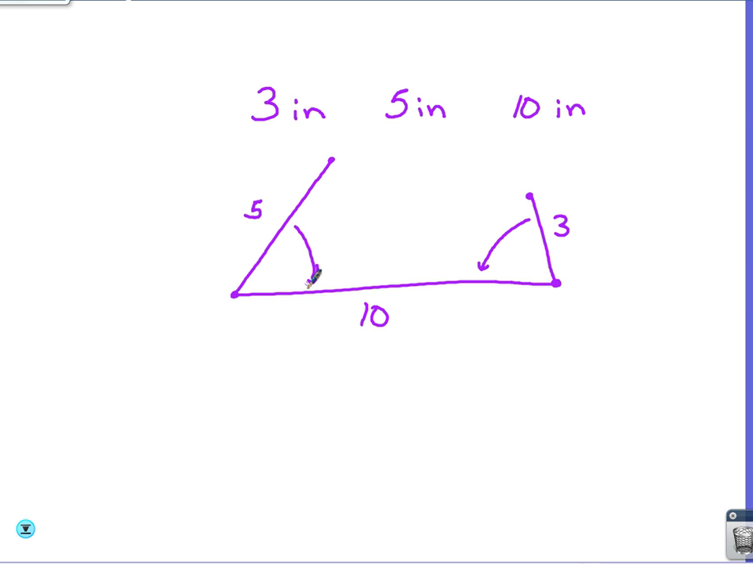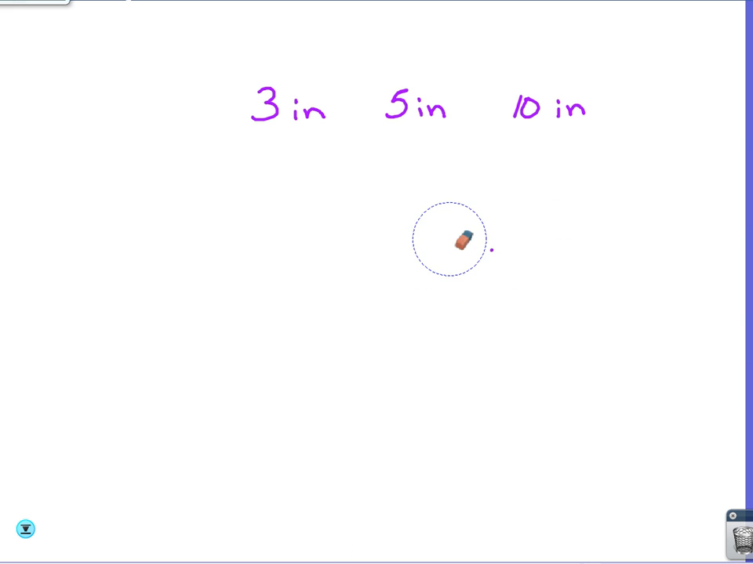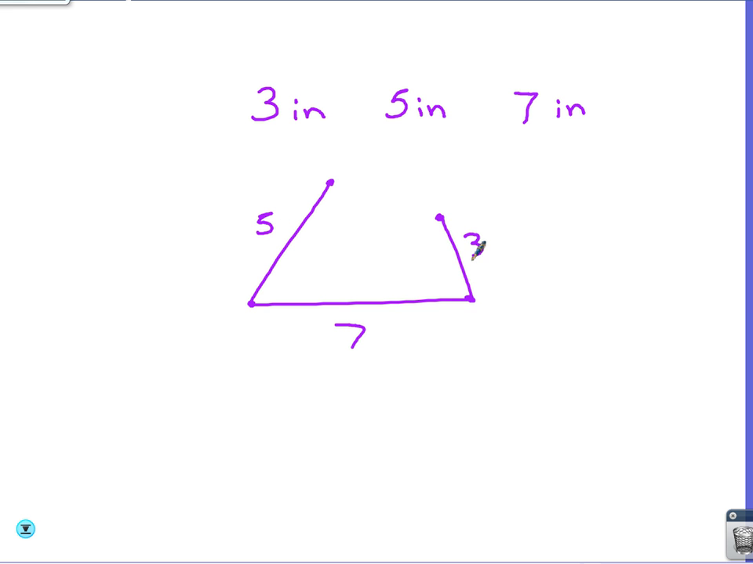So let's see what kind of measurements we're going to need in order to build a triangle. Instead of 5, 3, and 10, let's go for 5, 3, and 7. So now the longest stick is 7 inches. You have a 5-inch stick. You got a 3-inch stick. Can you build a triangle out of that? Sure. What about 5, 3, and 8? Let's change one measurement. Can you build a triangle out of that?